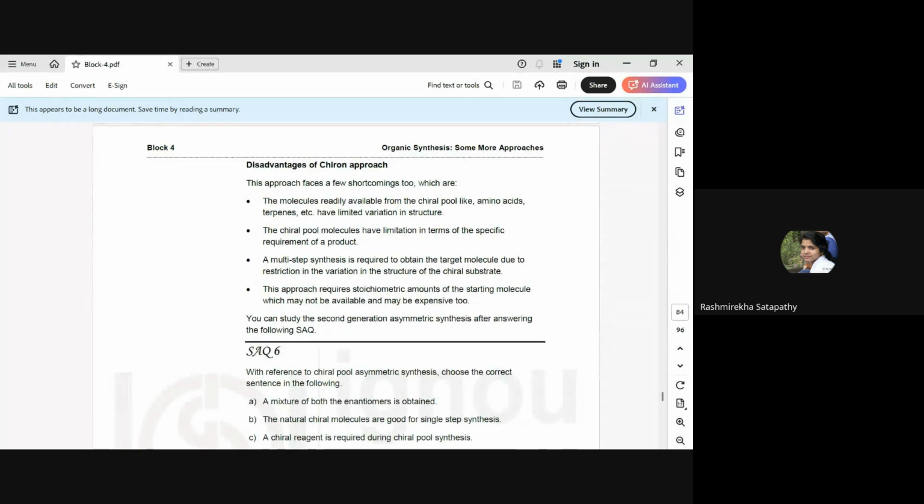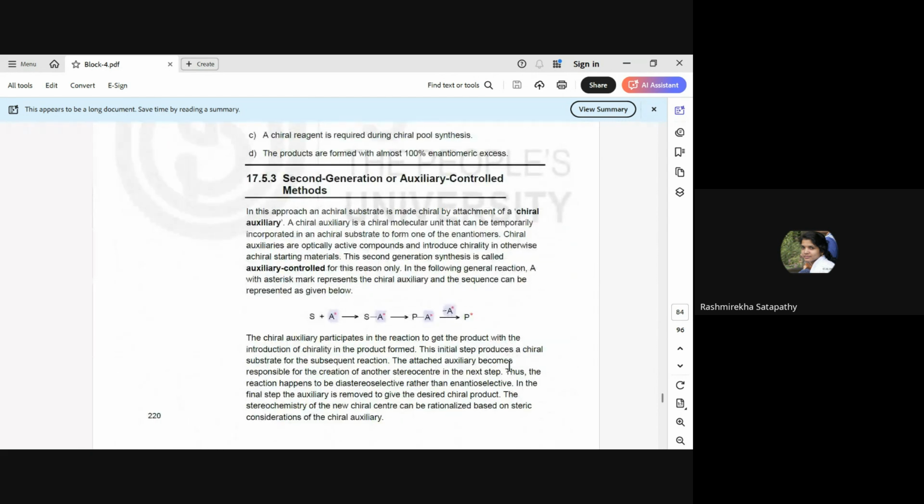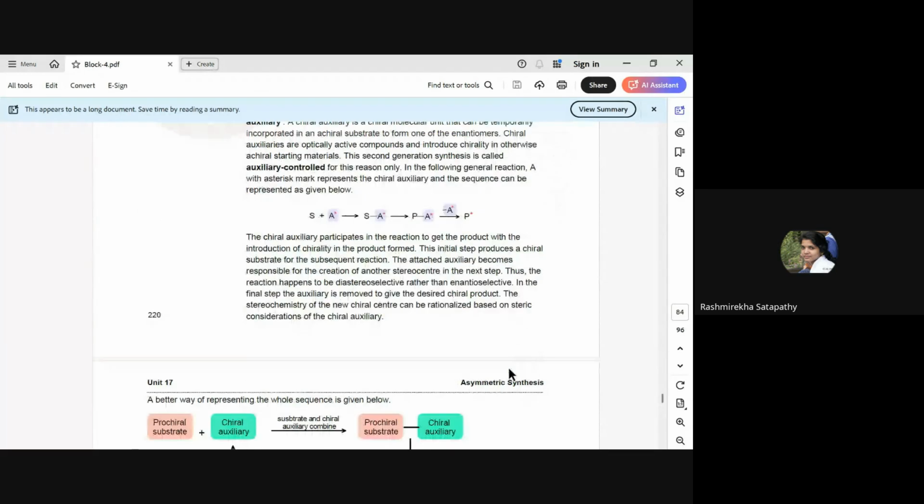Disadvantage: the molecules readily available from the chiral pool, like amino acids and terpenes, have limited variation in structure. Chiral pool molecules have limitations in terms of specific requirements. The approach requires a stoichiometric amount of the starting molecule, which may not be available and may be expensive. Second generation: auxiliary control method.